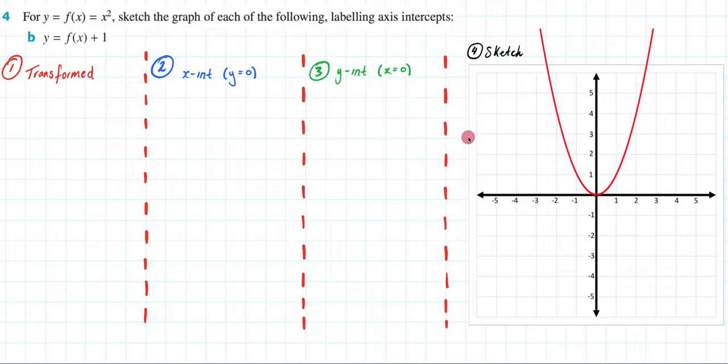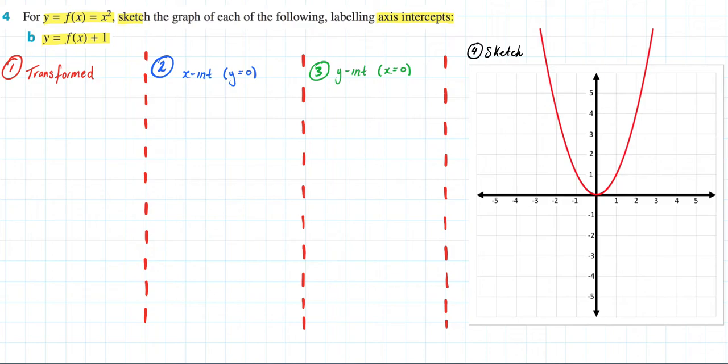We are doing exercise 7a, and in this video I'll be answering question 4b, which says for y equals f of x equals x squared, sketch the graph of each of the following, labeling the axis intercepts. And here we've been given that y equals f of x plus 1. So I've broken this down to a few steps. We'll first find the transformed rule, then the x-intercept, then the y-intercept, and then we'll give it a sketch.